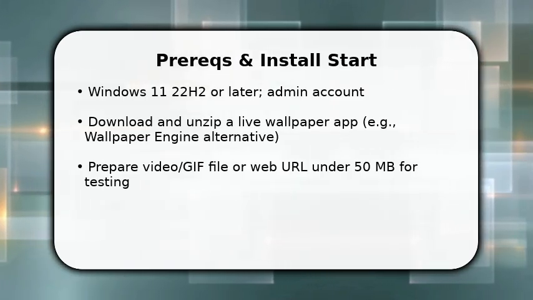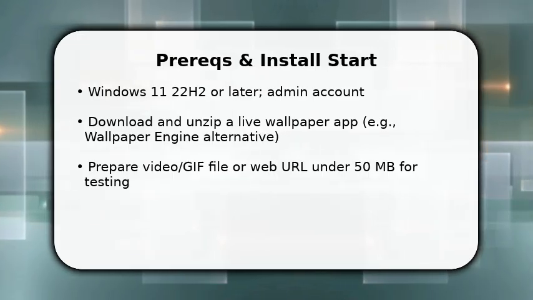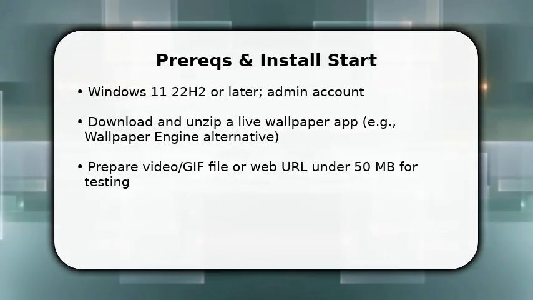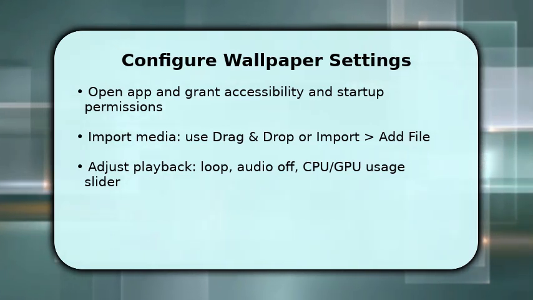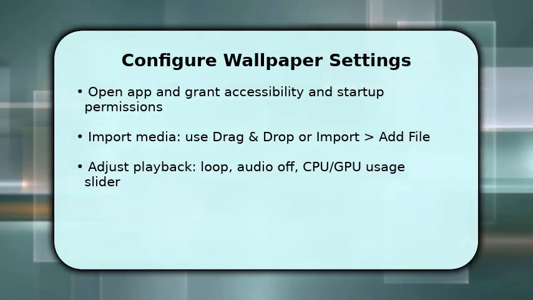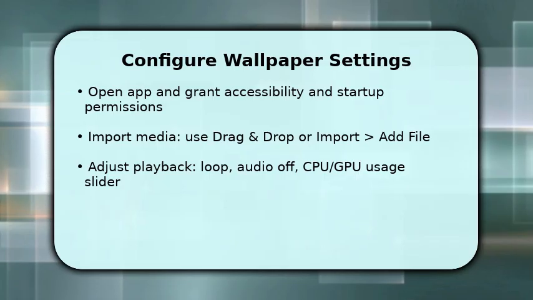Then launch the installer and follow on-screen prompts. Accept permissions so the app can control desktop rendering. After installation, open the Wallpaper app and grant required permissions for overlay and startup. Import your chosen media by dragging files in or selecting Import, then add file to create a new wallpaper entry.